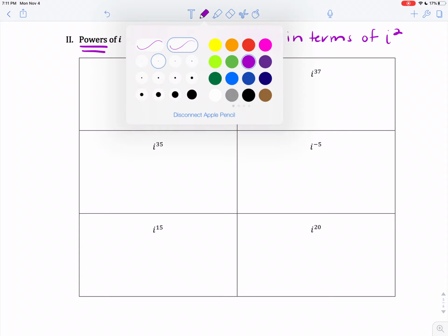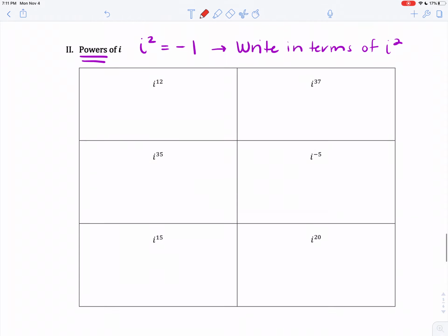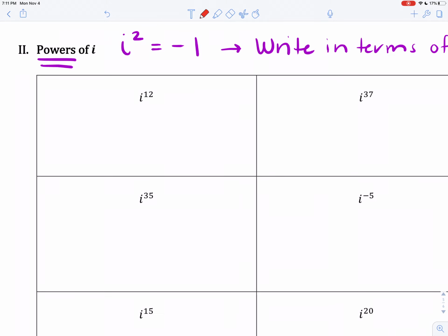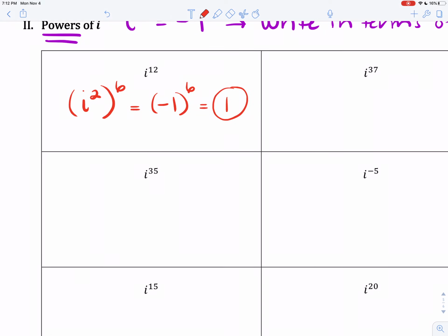Right? So for example, if I've got i to the 12th power, and I want to write this in terms of i squared, keeping in mind that we multiply exponents when we raise a power to a power, that would be i squared to the 6th power, because 2 times 6 is 12. Well, then I know that i squared is equal to negative 1. And if I take negative 1 and raise it to any even power, then I'm going to be left with positive 1.